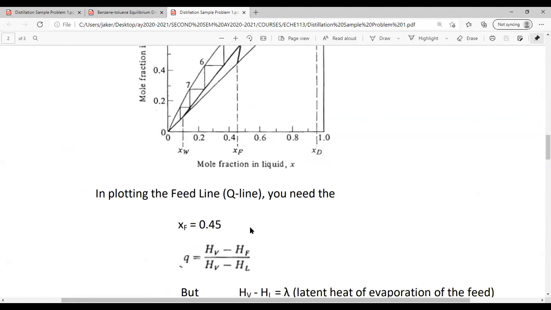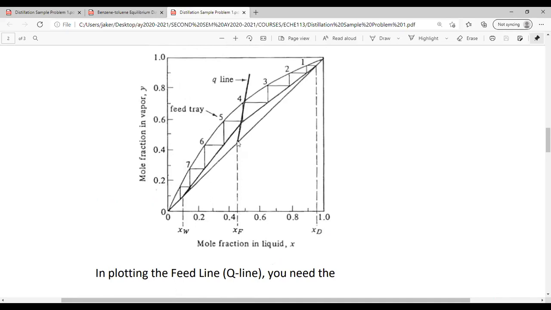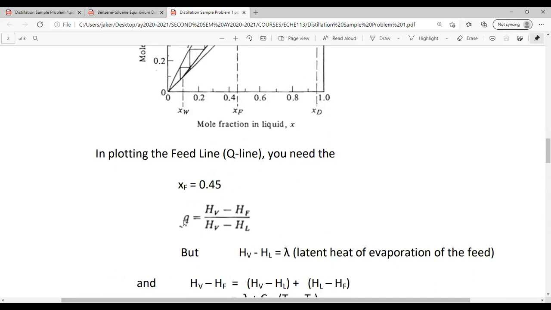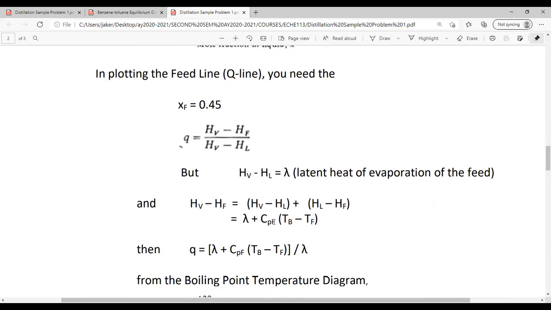Okay, the next thing that you are to do is you need to plot the feed line or the Q line. In plotting your feed line, you need the XF, and that's the 0.45 mole fraction given, and you need the Q. This problem gives you the latent heat of vaporization of the feed, and you're also provided with the CP of the feed.